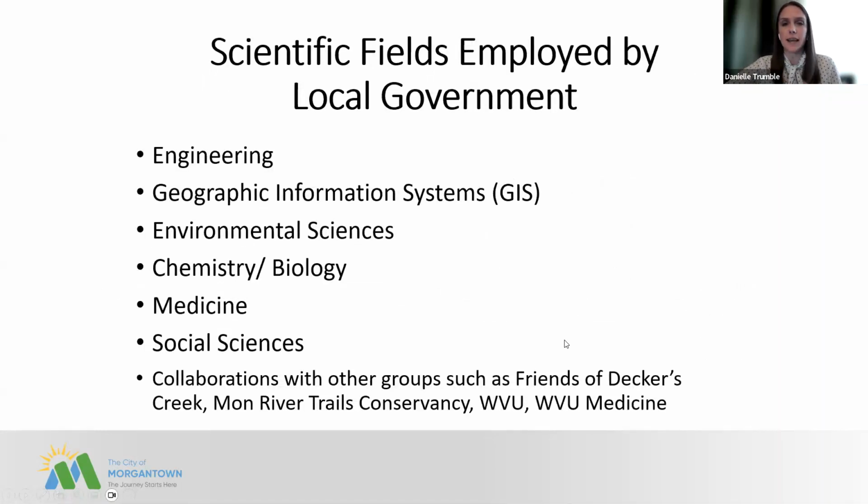So the city of Morgantown employs many different types of science background individuals. We have a lot of engineers on staff: traffic engineers, city and civil engineers, I'm sorry, and information technology, computer science folks. We also work closely with structural, computer, architectural, environmental, many different types of engineers in the city.